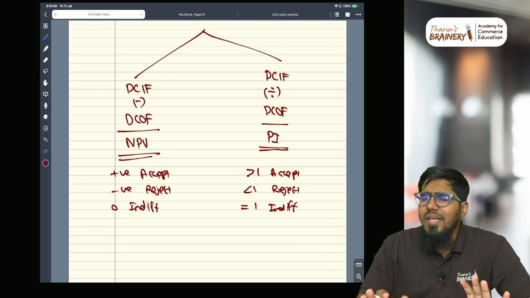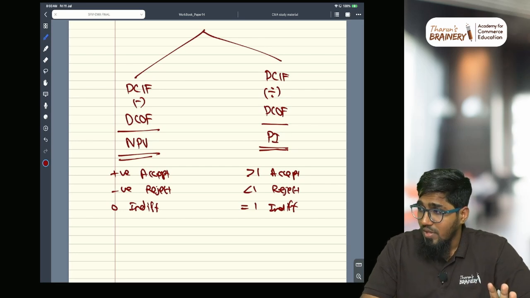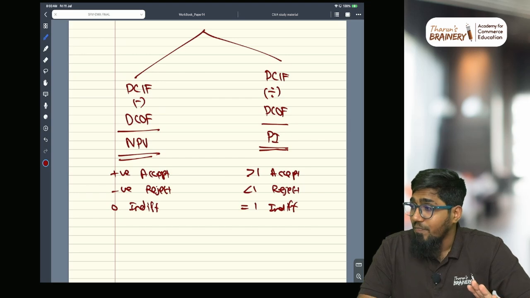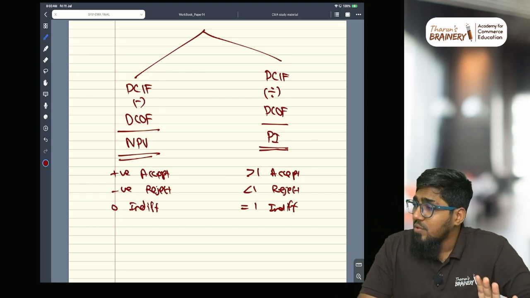So you can understand, if your profitability index is more than 1, which means your NPV will be positive. If your profitability index is less than 1, which means your NPV is negative. If your profitability index is equal to 1, which means your NPV is equal to 0.